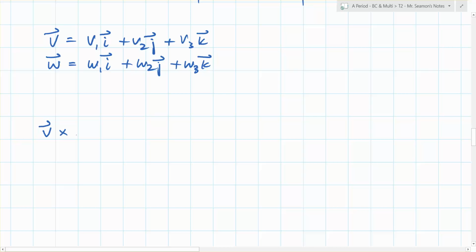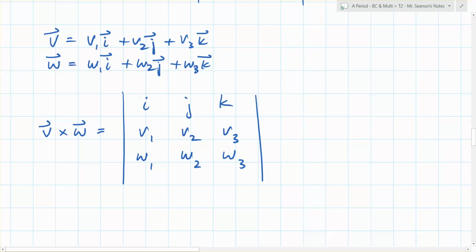V cross W is equal to what you first do: on top, you write V1, V2, V3, and then you write W1, W2, W3. I'm teaching you now how to do a 3 by 3 determinant. There's a process to it which is a lot easier to memorize than all of those numbers in order. So what you do first is you say, I want to find the i-th entry. So you eliminate the row and the column that i is in. What are you left with right there?